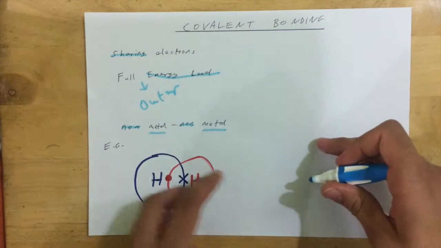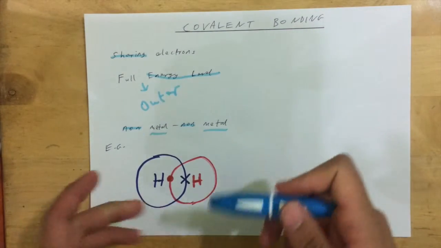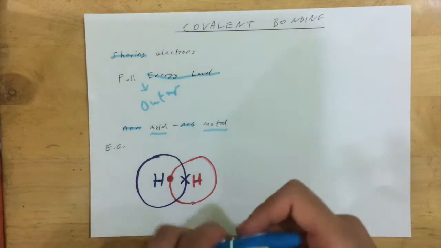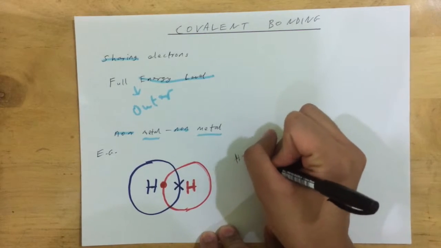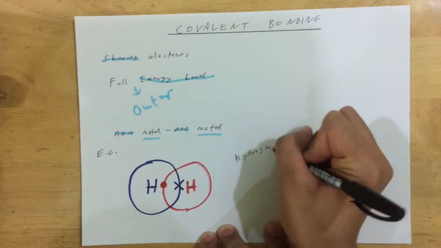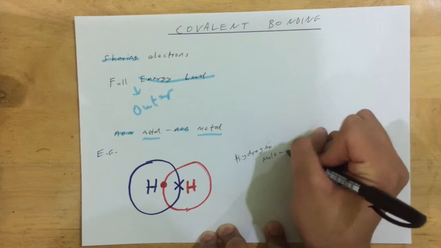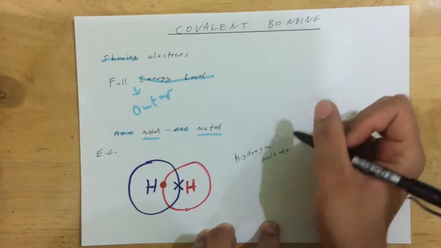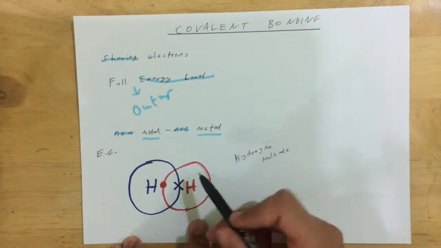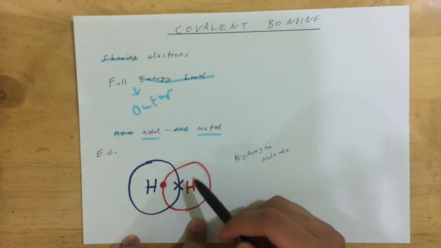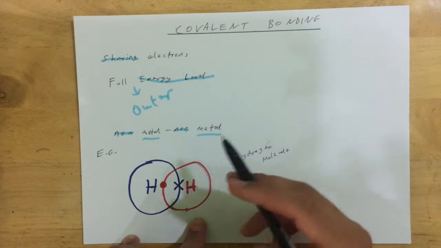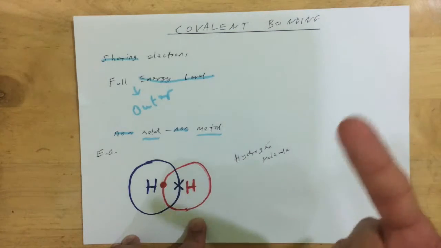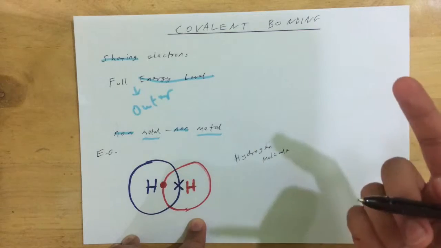So for example, here we have a hydrogen atom covalently bonded with another hydrogen atom, and we call this a hydrogen molecule, one or more atoms. And here we see that because the hydrogen atom has one electron in the outer shell, it needs one more electron to get a full outer shell.